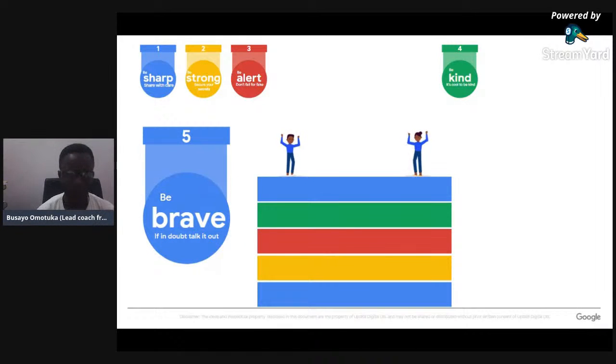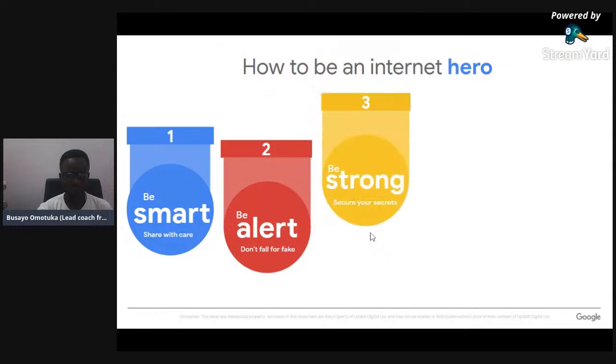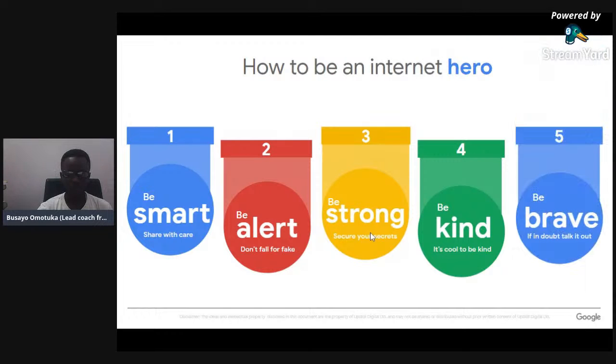So again, congratulations to us. We have just finished the 5 ways we can educate our students to be an internet hero. Looking at them all together, these are the 5 pillars of how to be an internet hero. It is very important. We should allow the students to memorize it, allow them to learn it, and they shouldn't joke with it. It's very important as far as their security online is concerned.